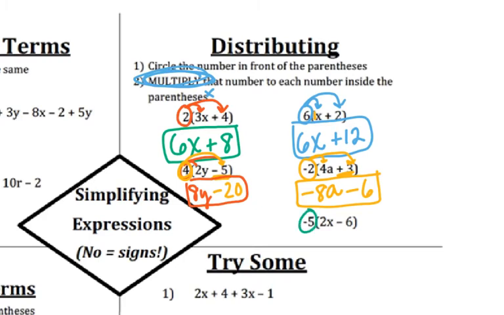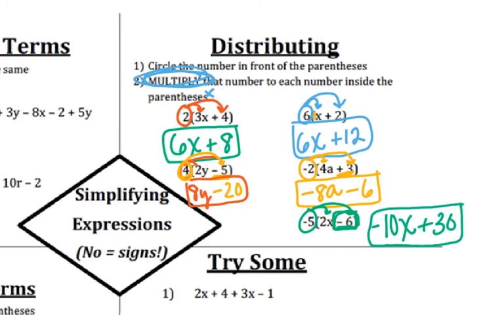One more. Circle the number in front. Multiply it to both of your pieces. Negative 5 times 2 is negative 10x. Negative 5 times, be careful, this is saying negative 5 times negative 6. What is that? Negative 5 times negative 6 is a positive 30. So we put a plus sign because negative 5 times negative 6 is positive 30.